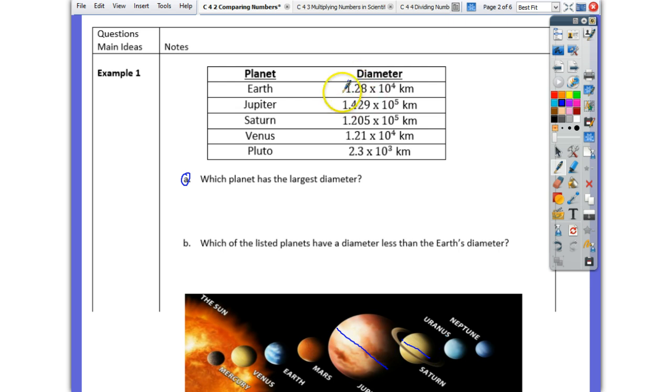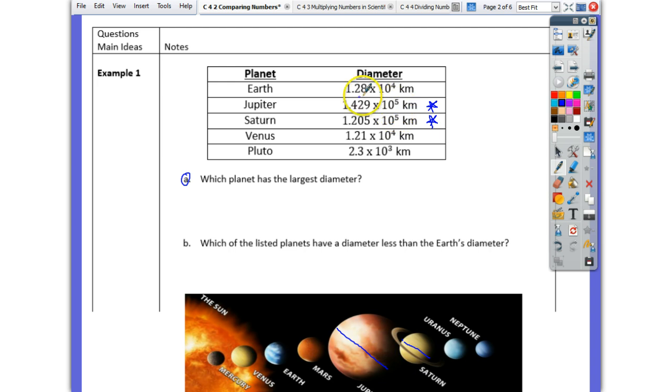Well, it's kind of hard to tell by looking at this. First thing you need to do is go right here and look at the base 10 and look at that exponent. Which one has the largest exponent? Well, you've got 4, 5, 5, 4, and 3. So we know that this one and this one are the largest so far because they both have the 5, the largest exponents.